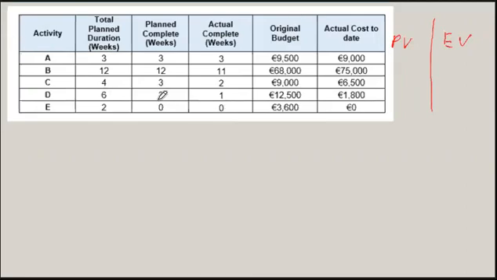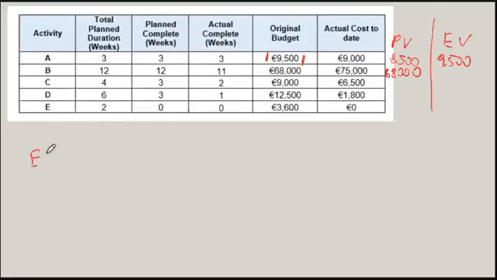So for activity A, total planned 3 weeks, planned complete 3 weeks, actually complete 3 weeks. Planned value at the end of week 19 is the same as the amount from the budget. This is what we're going to be using to calculate planned value and earned value. So planned value is 9,500, and earned value is also 9,500 because we did all the work. For activity B, 12, 12, and 11. So planned value is the same as the original budget, 68,000. But note that we only completed 11 out of 12 weeks.